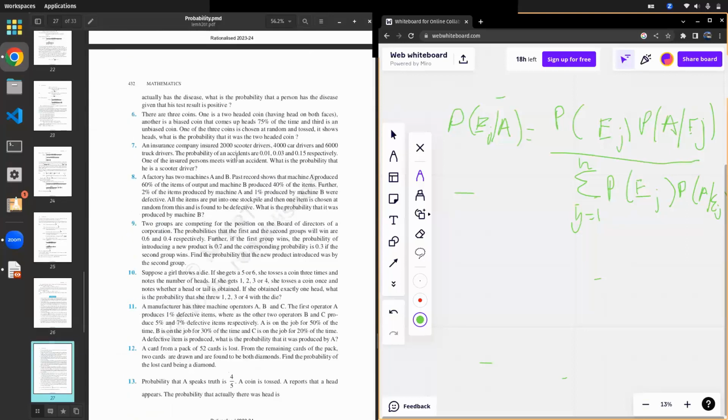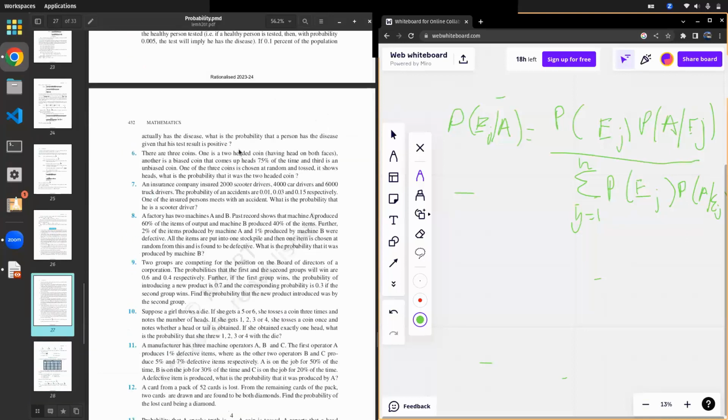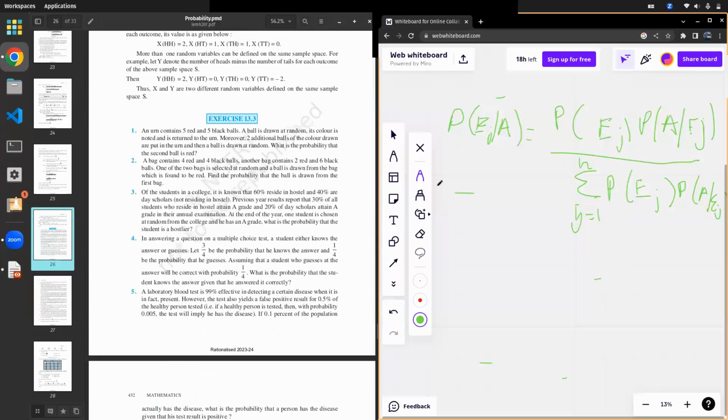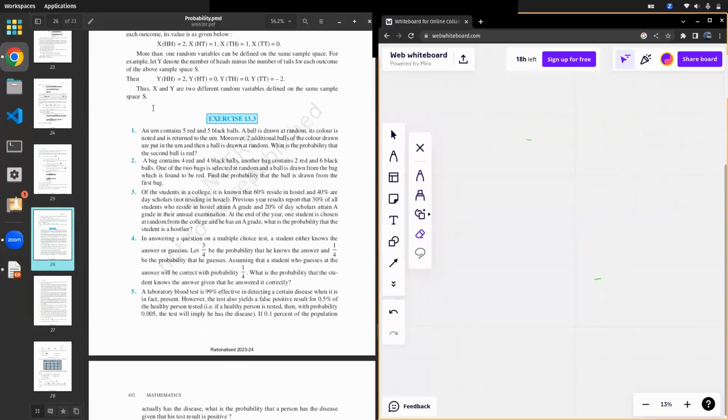Okay. Now we will do exercise 13.3. The first question: a bag contains 5 red and 5 black balls. A ball is drawn at random. Its color is noted and it is returned to the bag.